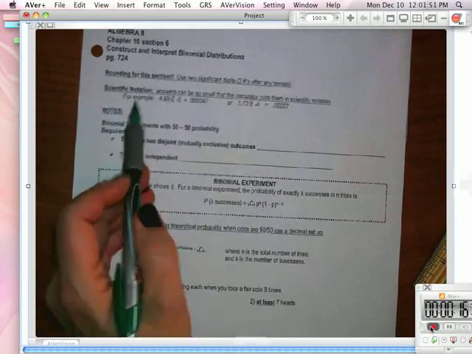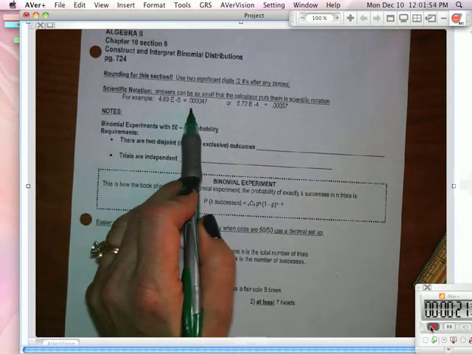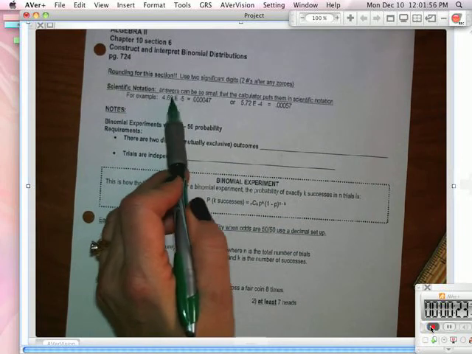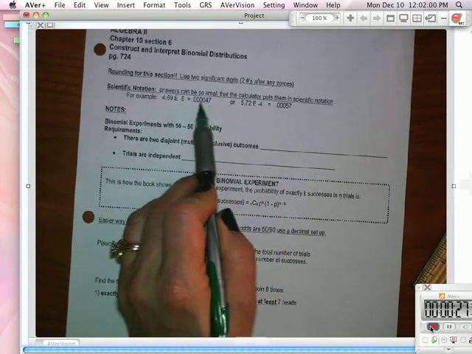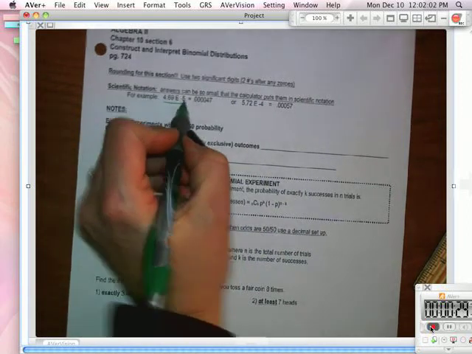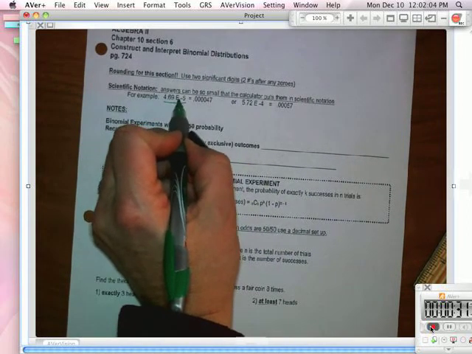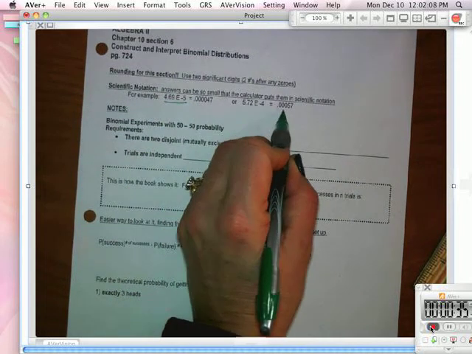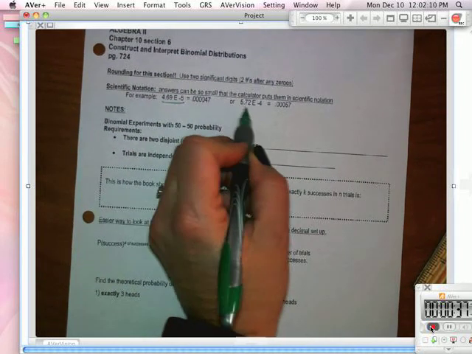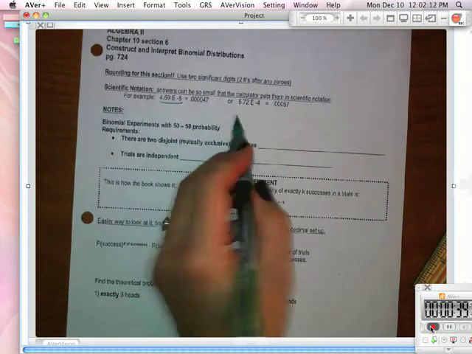In scientific notation, you're going to see some stuff on the calculator you may be aware of, you may not. Answers can be so small that the calculator puts them in scientific notation, and this is how the calculator will write it. This means move the decimal 5 places to the left, which would be like that, or 4 places to the left, which would look like that. So I just wanted you to be aware of that.